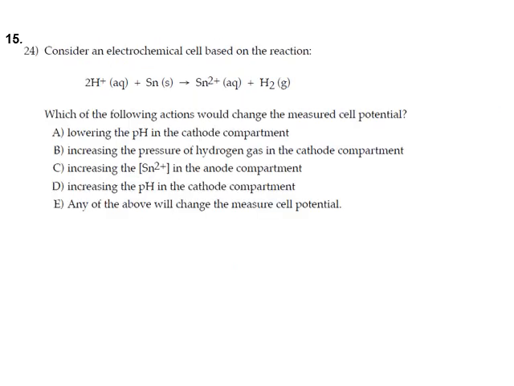Consider an electrochemical cell, number 15, based on the reaction 2H+ + Sn gives Sn2+ + H2. Which of the following would change the cell potential? All right, so anything that changes the concentration of either the reactants or the products here will be something that will change the potential.